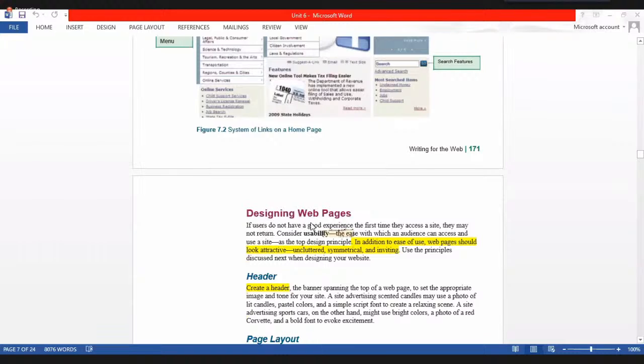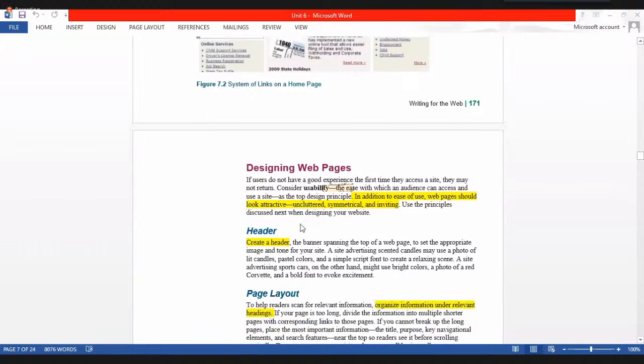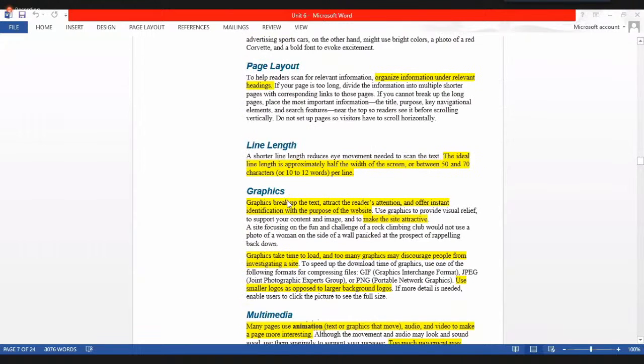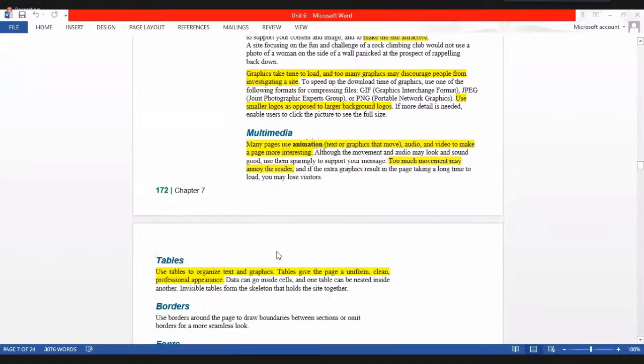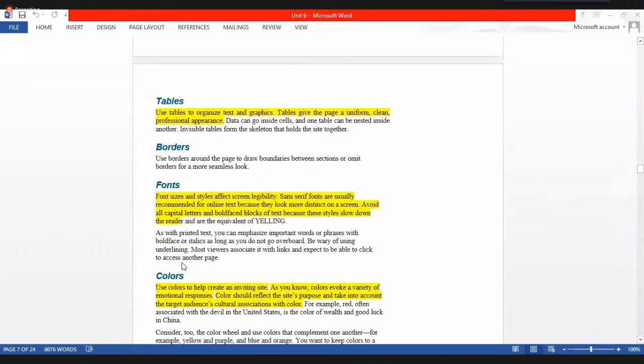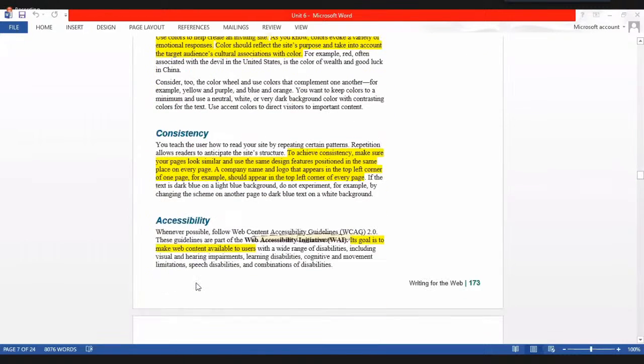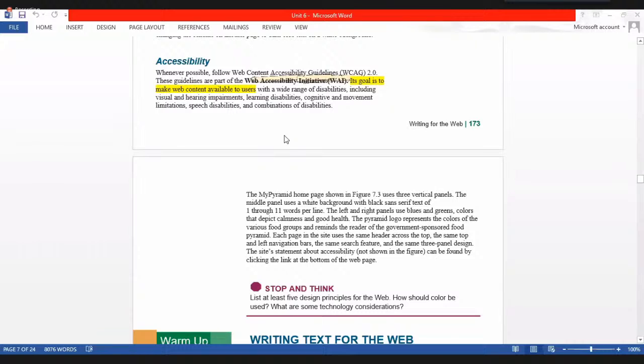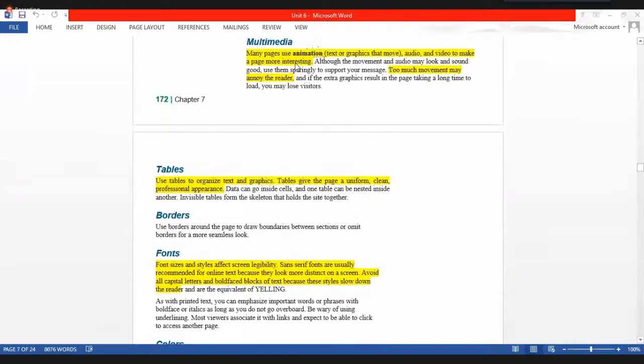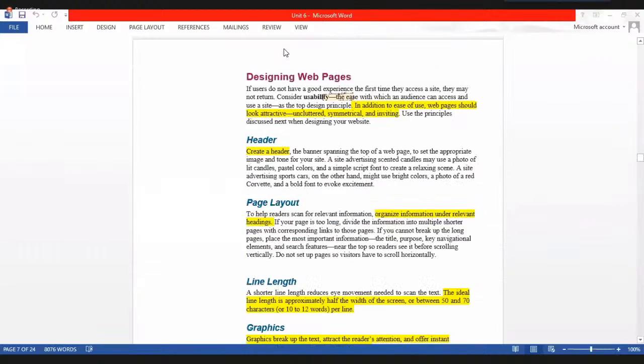So if the question is, how can we design web pages? Discuss. Then here, header, page layout, line length, graphics, multimedia, and tables, then borders, fonts, colors, consistency, accessibility. Isn't it? So all these you have to describe. Just mention the highlighted lines in each. Finished. Not more than this. Is it clear? Did you understand?